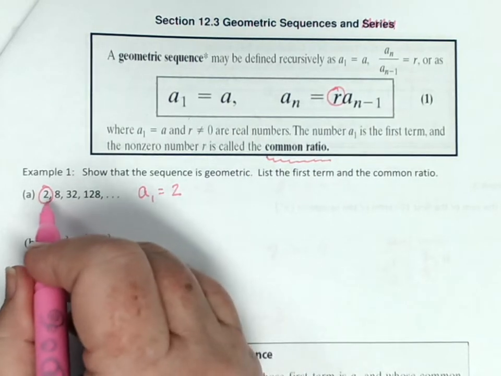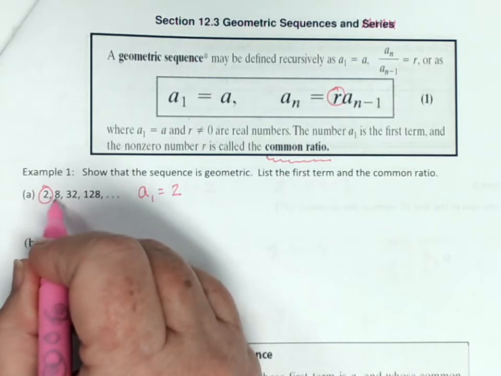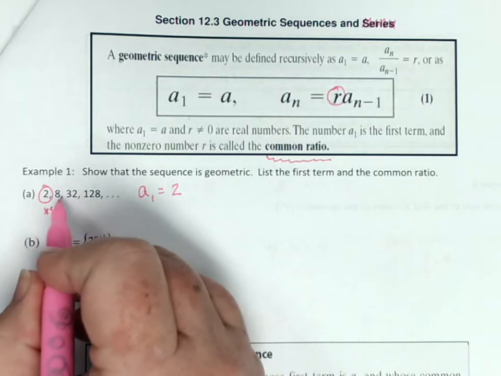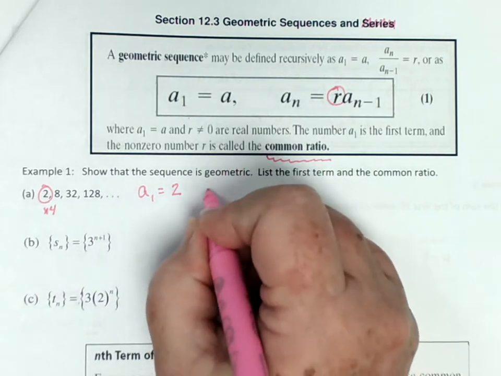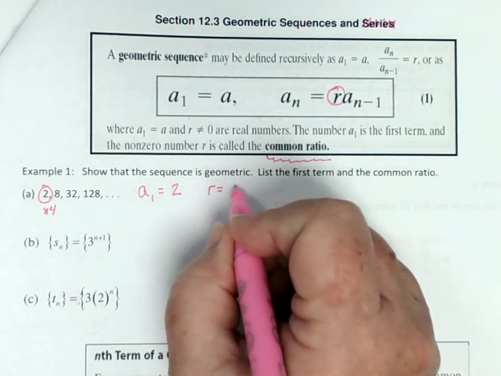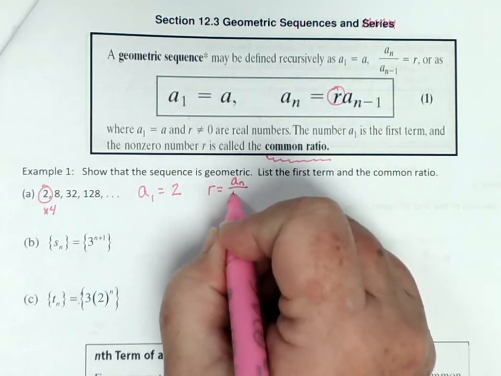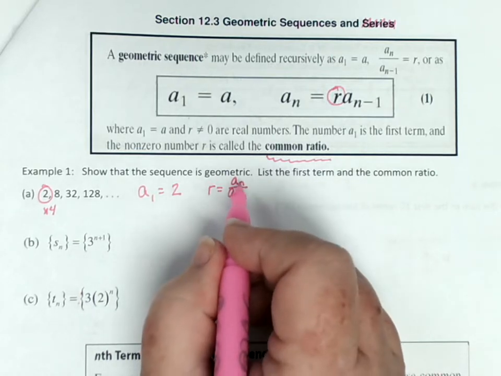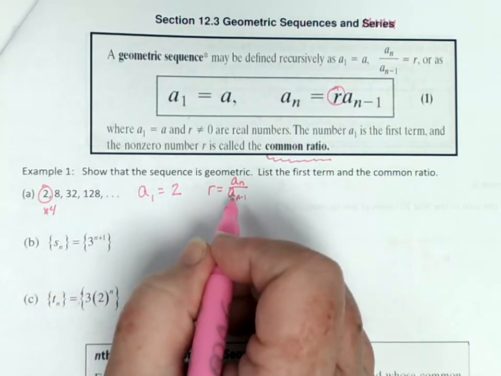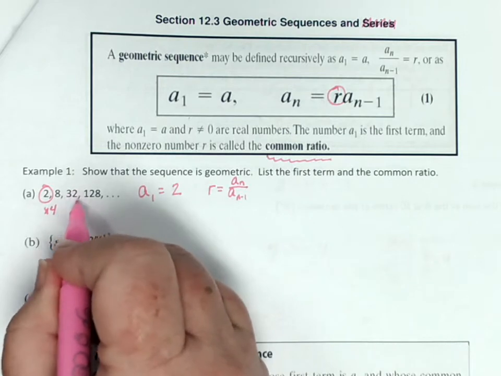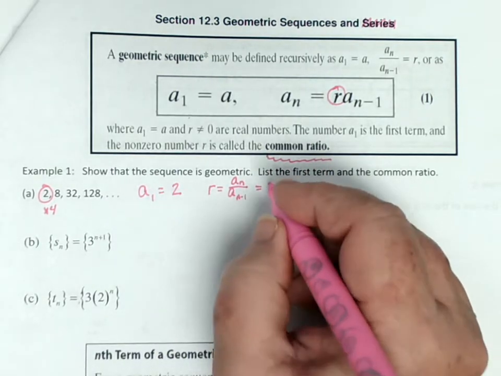So for example, in this first problem, what would I have to multiply 2 by in order to get 8? I would multiply by 4. Then 8 times 4 would be 32, and 32 times 4 would be 128. What that tells me is that the common ratio is equal to any term divided by the term before it. If I took the nth term, which is the last term I know, 128, and divided it by the a sub n minus 1 term, which is 32, I would get 4.